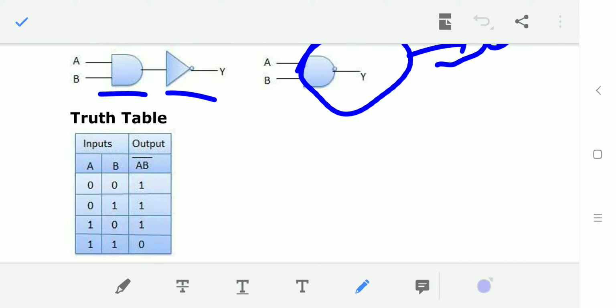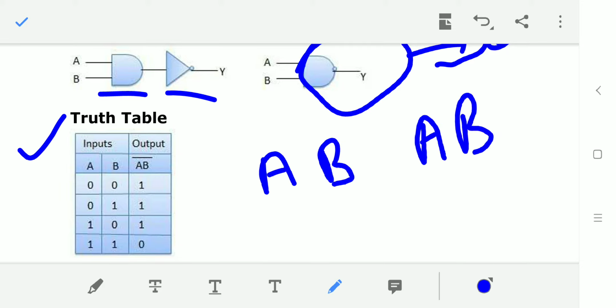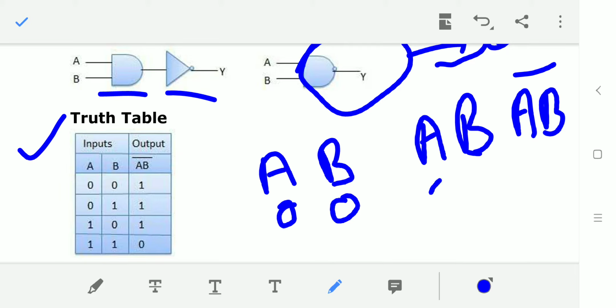ये इनकी ट्रूथ टेबल है, इसको देखिए। अगर आप ट्रूथ टेबल in this way you can understand, then for inputs A and B, first you make the AND, and after that you can inverse for AND. Okay, if inputs are 0 0, then AND will also be 0, and for NAND gate it will be 1, then it is right. In same way you can follow the further steps.